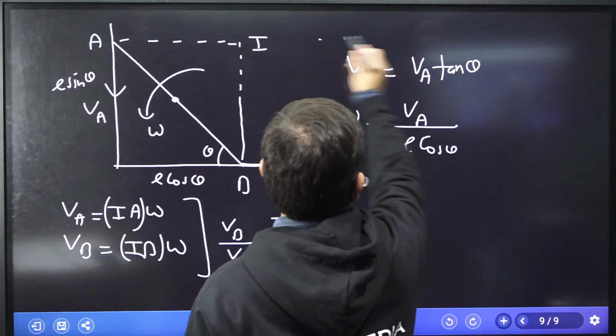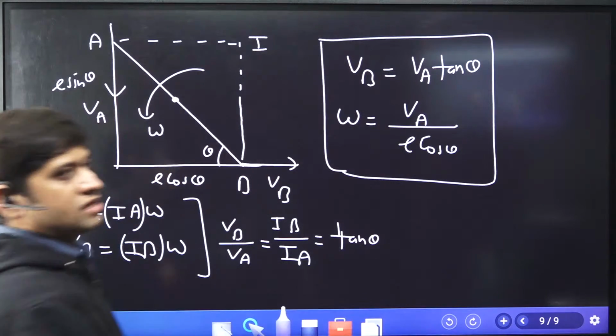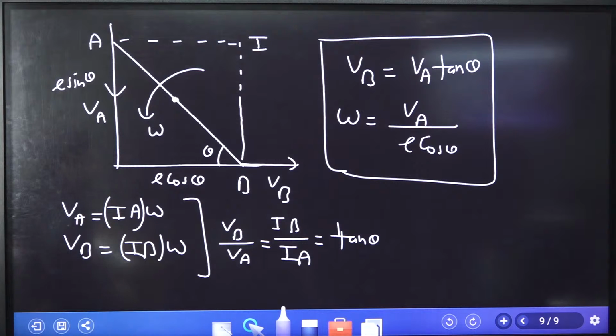In the exam these two questions will come. The exam is going to ask you that if end A has this velocity, what is the velocity of end B?